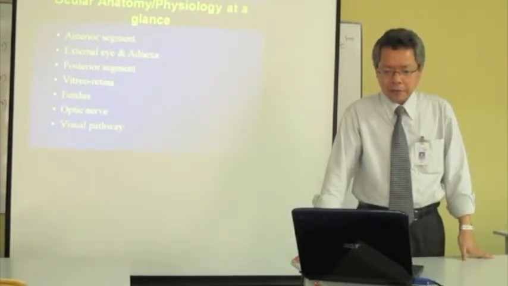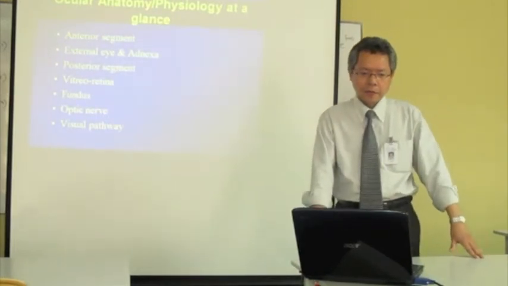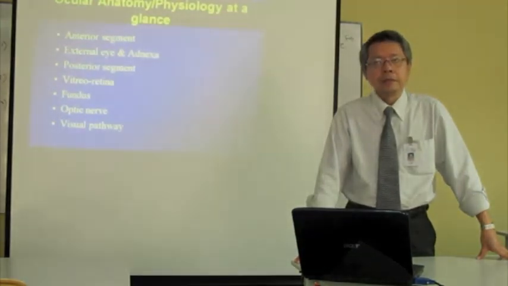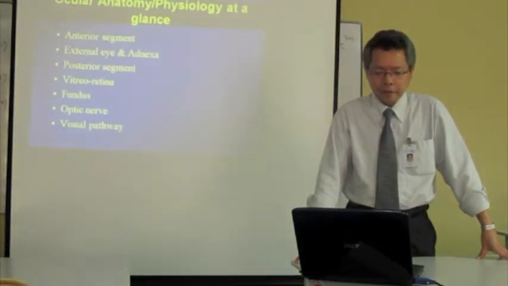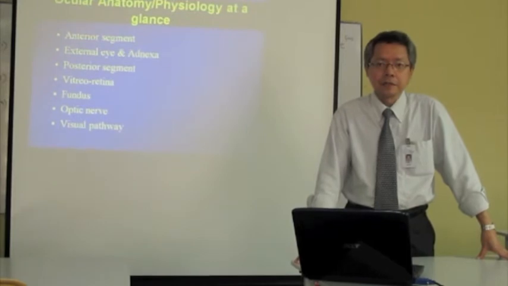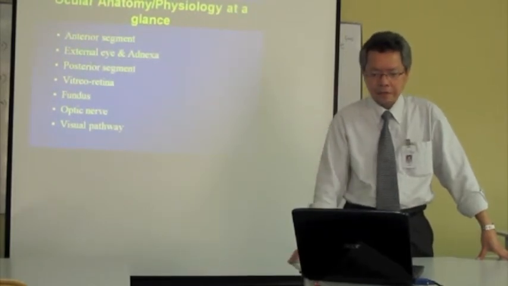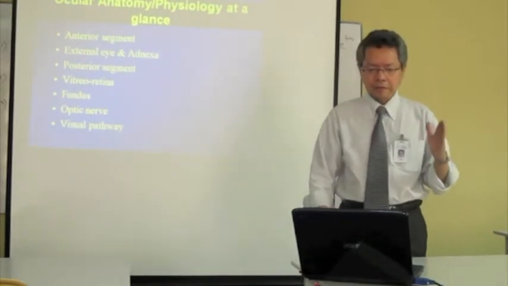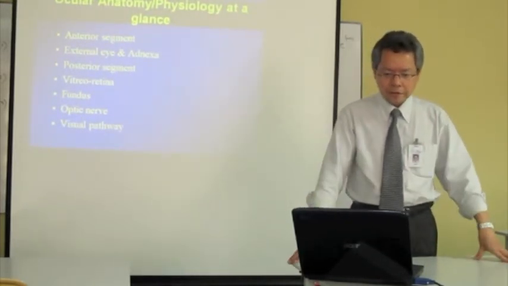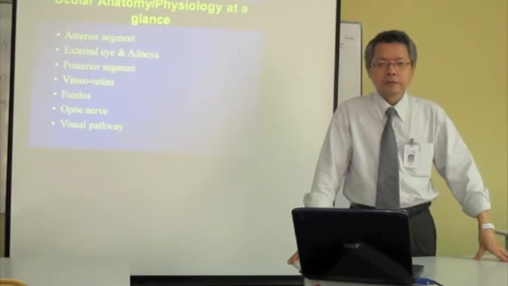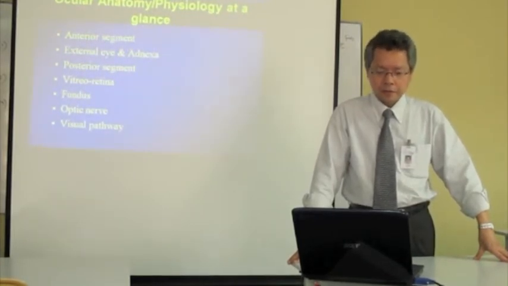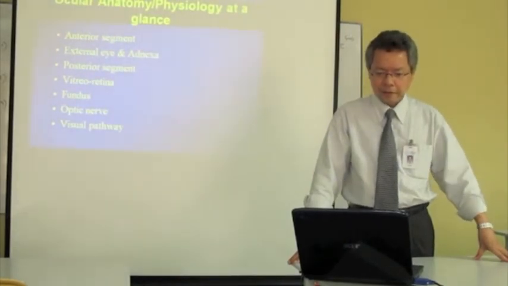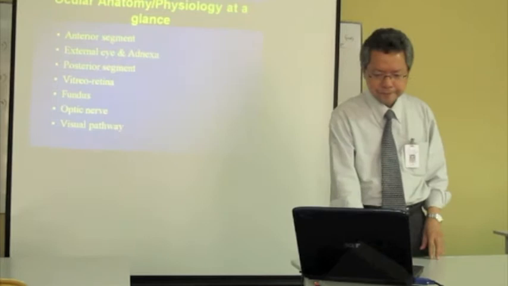The following are the sections of the eye which we have covered before in the past. As you can see, we can start with the anterior segment, which refers to the part of the eye that is up to the lens. We have the external eye, which is really the outer parts of the eye. Posterior segment, the part that starts from the lens to the retina: the vitreous, the retina, and the fundus, which is the view of the retina from the front of the eye, the optic nerve, and the visual pathway.